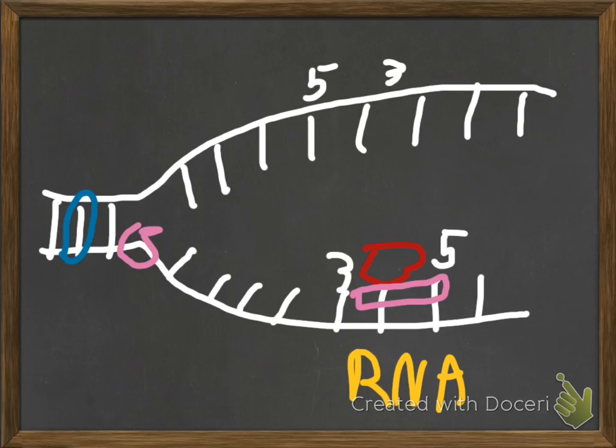The important thing is that DNA polymerase can only add to the 3' side of the nucleotide. So it can only add new nucleotides on this side, here, here, and here, or here, here, and here. And what this does is it will create the leading strand and the lagging strand.